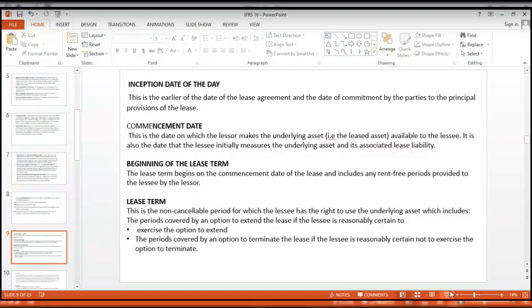When we talk about lease term, don't forget, lease term is a non-cancelable period for which the lessee has the right to use the underlying asset, which includes: 1. The period covered by an option to extend the lease if the lessee is reasonably certain to exercise the option to extend. 2. The period covered by an option to terminate the lease if the lessee is reasonably certain not to exercise the option to terminate. Those are the things we call the lease term.